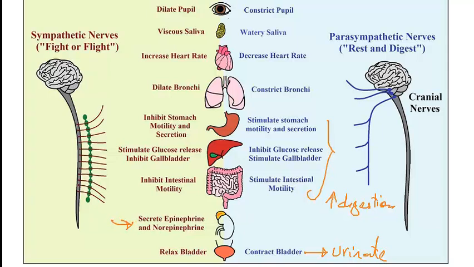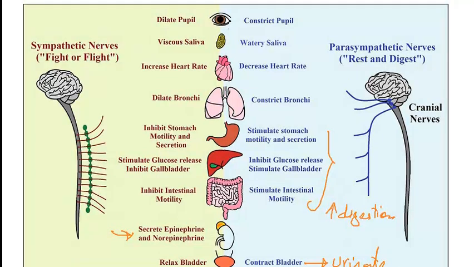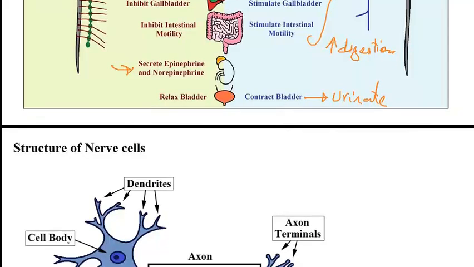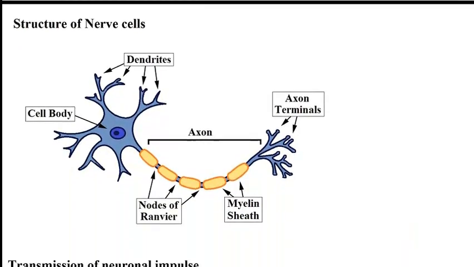Alright, so that summarizes basically the effects of the autonomic nervous system on different organs. If you need to pause this video for a few minutes to review these systems, you can do that. Otherwise, we are ready to move on to the next topic, which is the structure of the nerve cells.